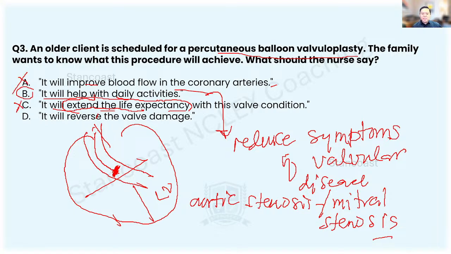What about letter D? The procedure will reverse the valve damage. No, it doesn't. It does not reverse the existing valve damage. It only helps improve the valve function. It's not going to be permanent. It's not going to cure the patient of the aortic stenosis or the mitral stenosis. All right. Now let's move forward to the next question.